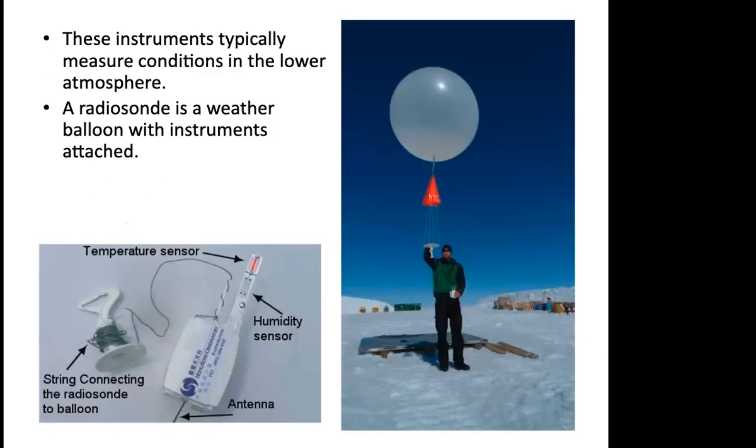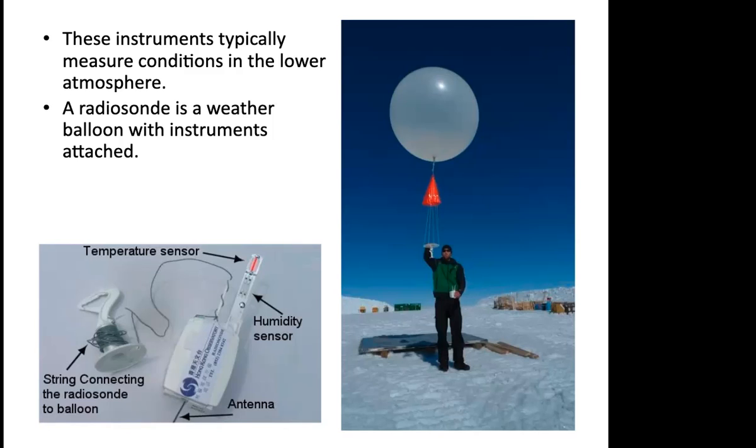So these instruments typically measure conditions in the lower atmosphere. So speaking of atmosphere, we talked about the different layers. So which one is the closest? Yep, the troposphere, okay? So there is a radiosonde, which is a weather balloon with instruments that are actually attached. So what do you think they would use this for? It's a weather balloon with different instruments attached to it. So why would they send that up?